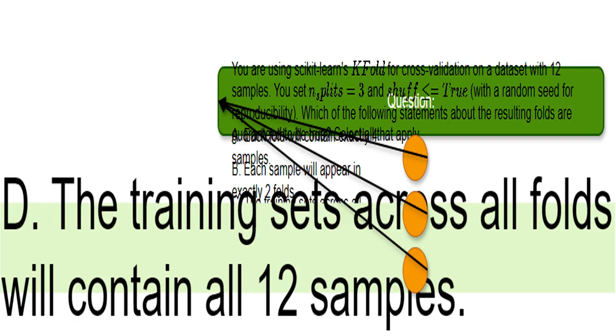Absolutely. Think about it this way. Each sample is only held out for testing in 1 fold. That means it is definitely part of the training data in the other 2 folds. Therefore, all 12 samples are present in the training sets across the 3 folds.